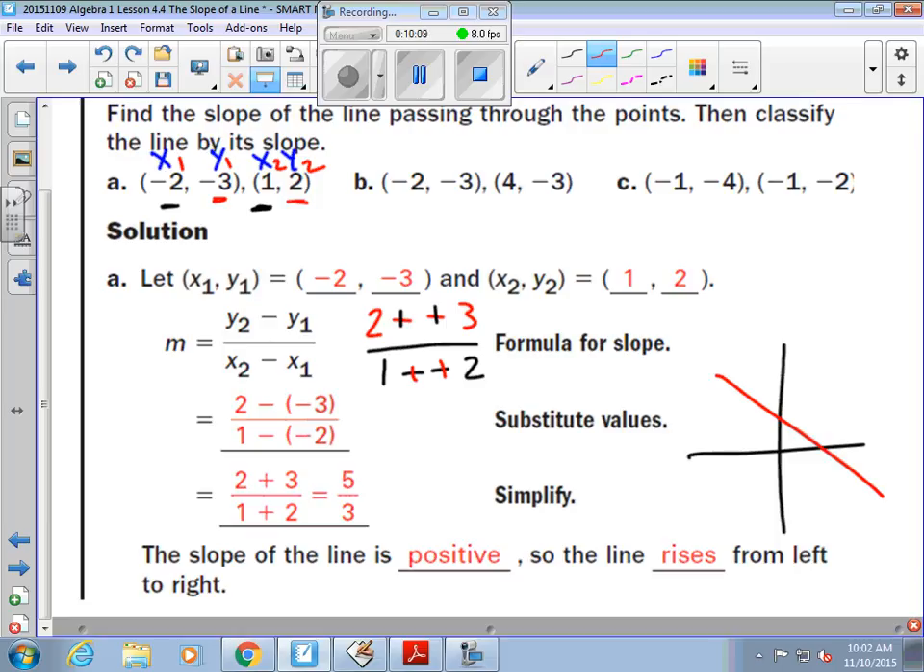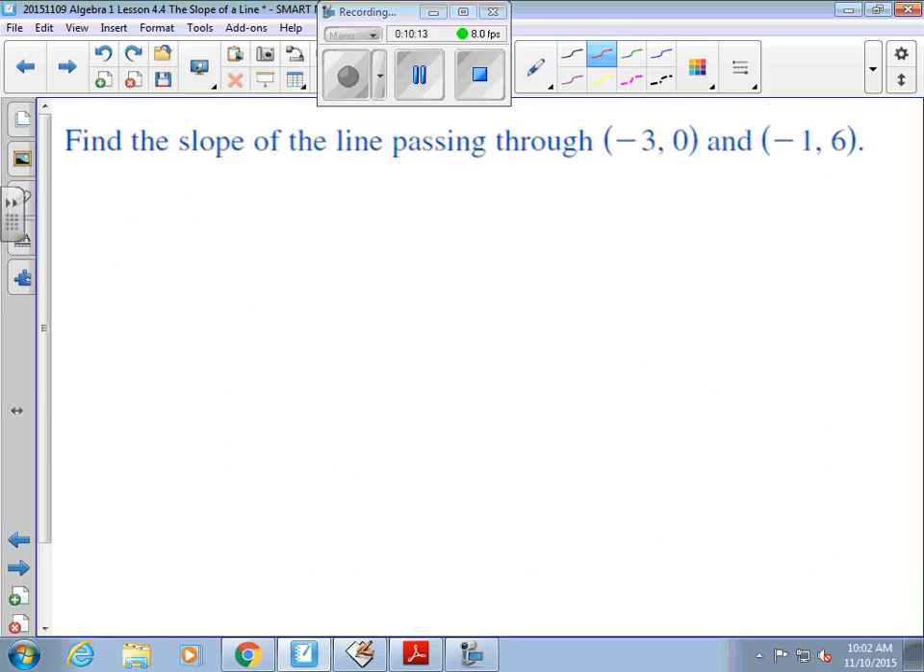Check and see. On the back, everybody, we're breaking this one down into 3 different examples. On the back, find this slope here from negative 3, 0 to negative 1, 6. Okay, your slope formula is the change of y over the change of x. That's your slope formula. Take about 30 seconds on that.